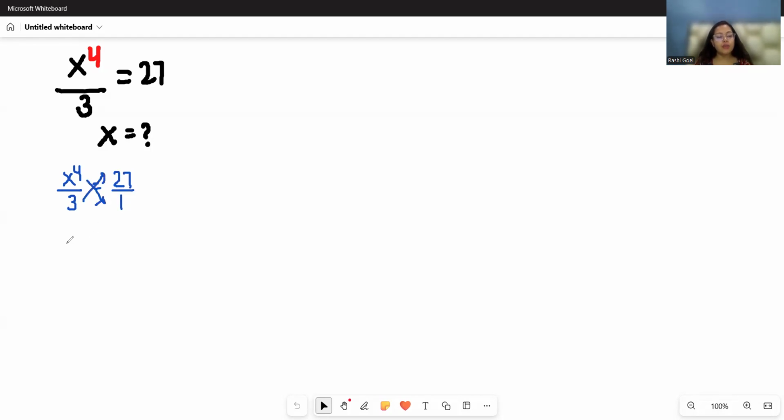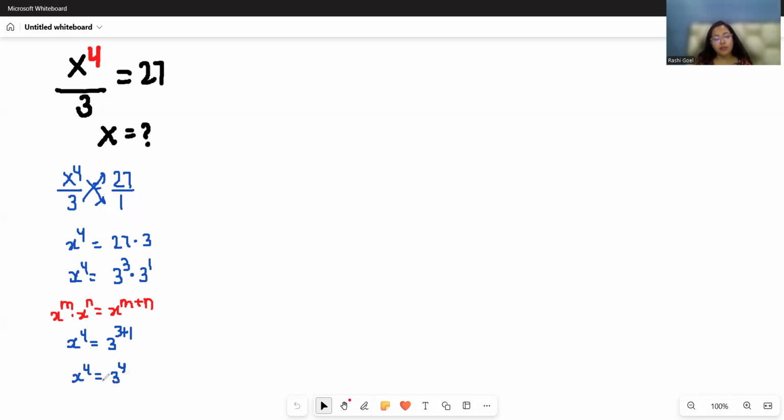Now if I do cross multiplication, it becomes x power 4 equal 27 times 3. So x power 4 equal 27. I can write it as 3 cube times 3 power 1. Now as per exponent rule, x power m times x power n, we can write it as x power m plus n. So x power 4 equal 3 power 3 plus 1. So x power 4 equal 3 power 4.